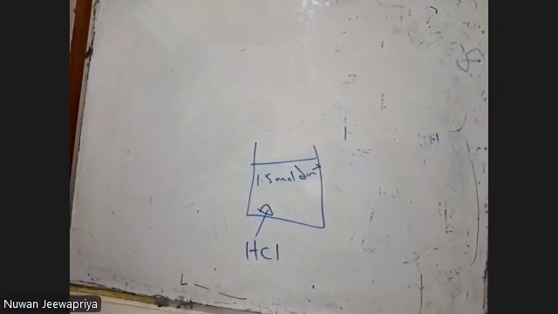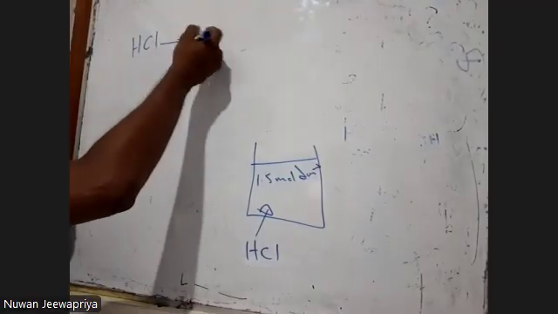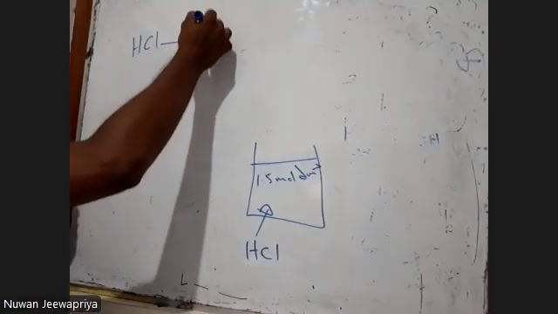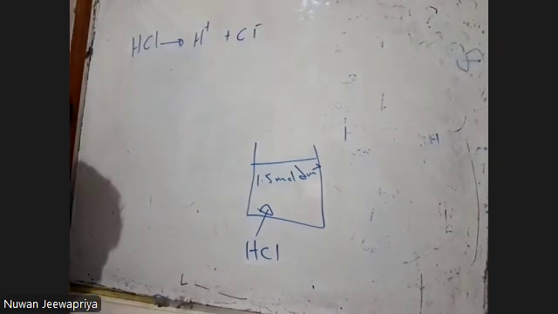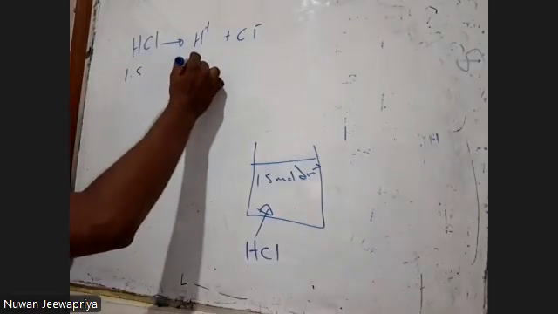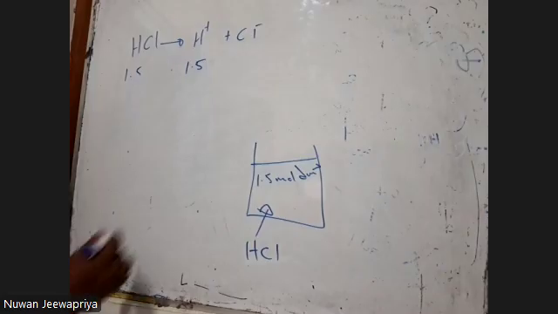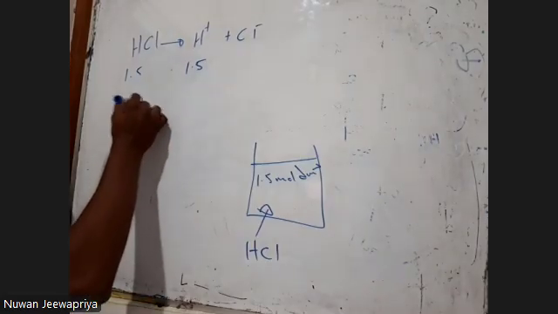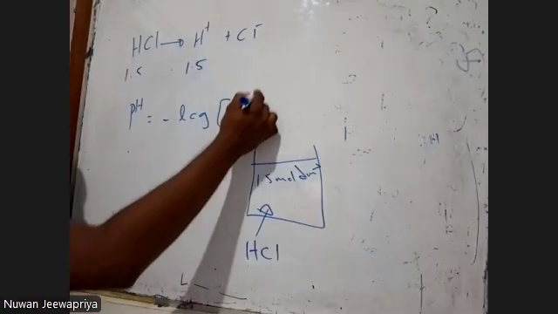And then what is the pH? Since HCl is a strong acid, it gives H plus ions and Cl minus ions. The HCl concentration is 1.5, so the H plus concentration is also 1.5, because strong acids are fully ionized. So when I consider it, pH is equal to minus log of the H plus concentration.